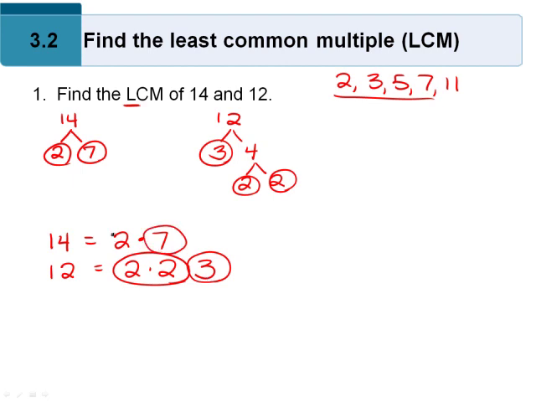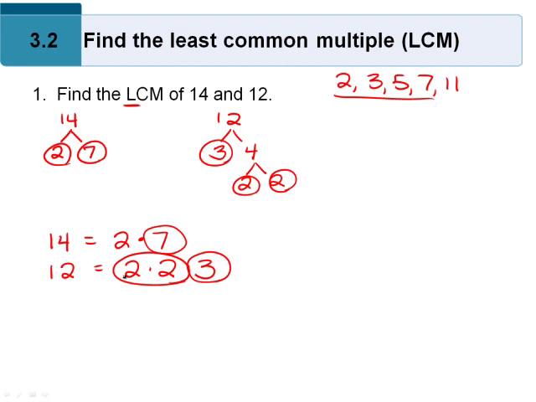Now notice I did not circle the 2 in the top line of the 14 because there was a larger set of 2's in the bottom line with the 12. So now the hardest part is figuring out what to circle. That's the hardest part, and we're going to work on that a lot. We've got a lot of examples to help you get this.